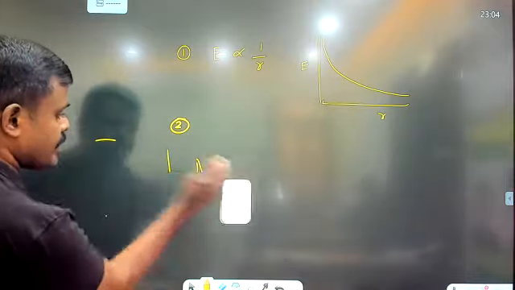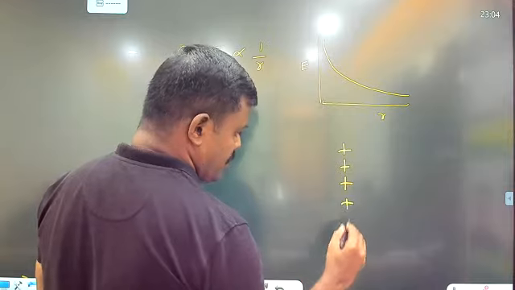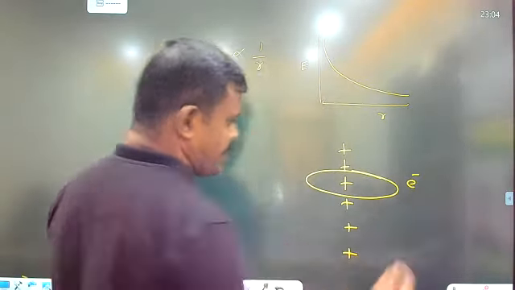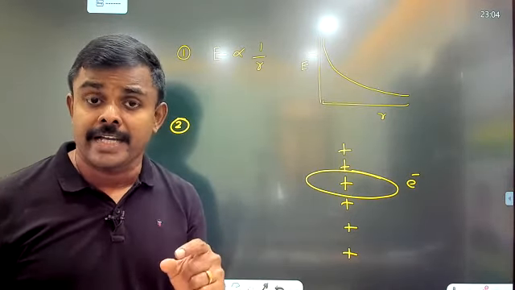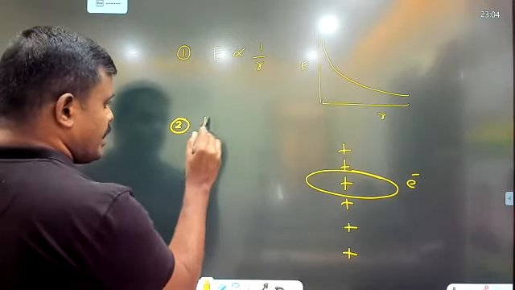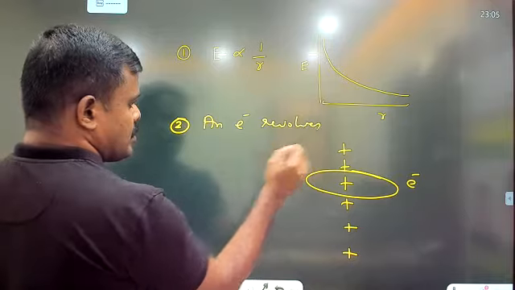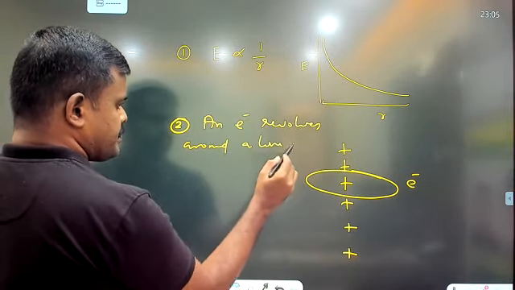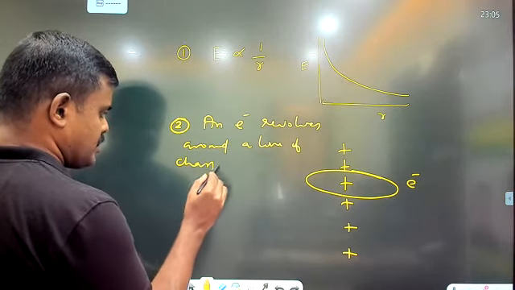And there is an advanced level question here. I'll tell you. See this? I have a linear charge distribution, and an electron revolves around it. Find its kinetic energy. Draw the graph of kinetic energy against distance. So write the question: an electron revolves around a line of charges.